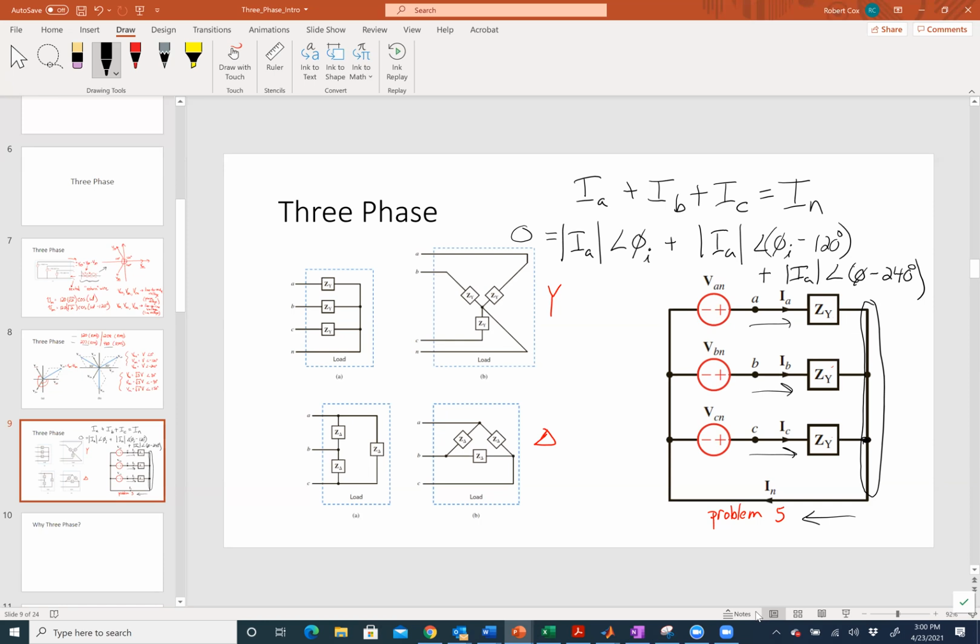Which at some level should bother you maybe, because current always has to flow in a closed loop, right? So charges have to leave the plus terminal of VAN, go through the load, go through this wire, and then come back and get re-energized through the source, right? I have to have that. I have to have a closed loop. What's going on in this case? Is that not happening?